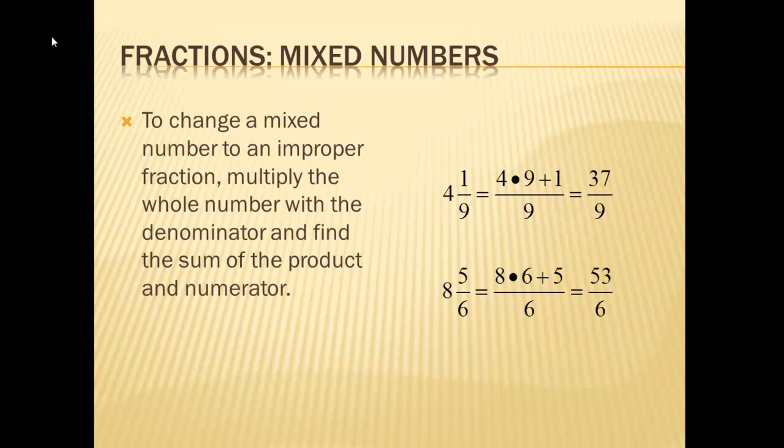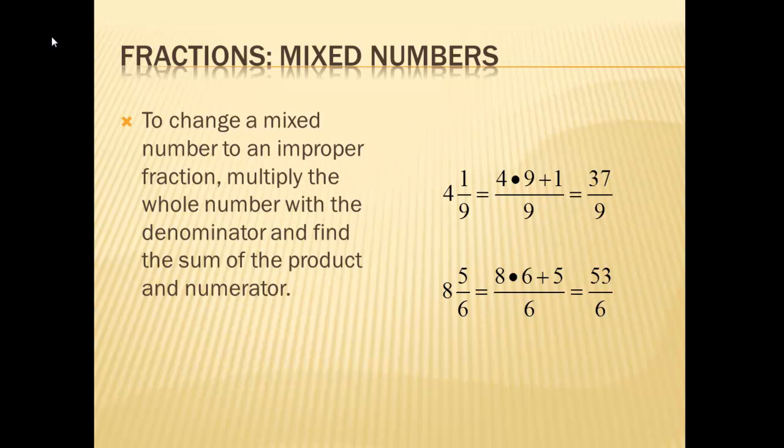One of the things you should be able to do with fractions is to convert a fraction from a mixed number to an improper fraction. The rule is that you take the denominator times the whole number and add it to the numerator. So, for example, here you have 4 and 1/9. I could take the denominator 9 times the whole number 4. So I take 9 times 4, which is 36, plus 1, which is 37. So I can write the fraction as 37/9.